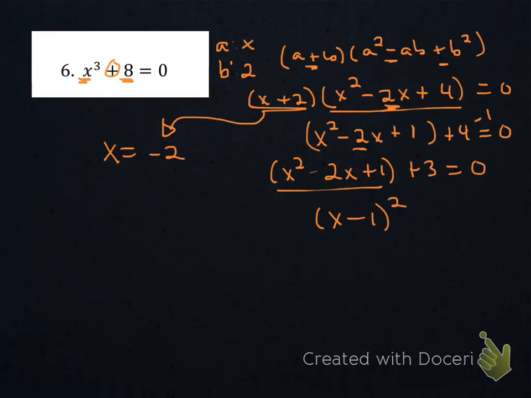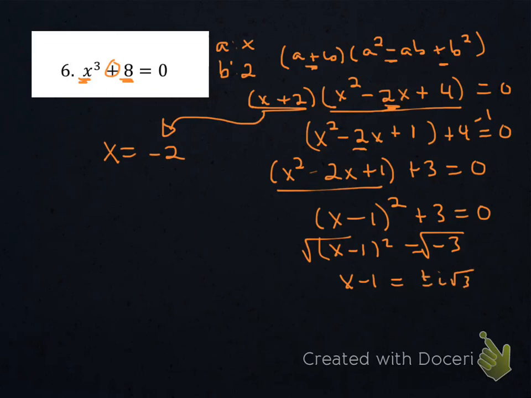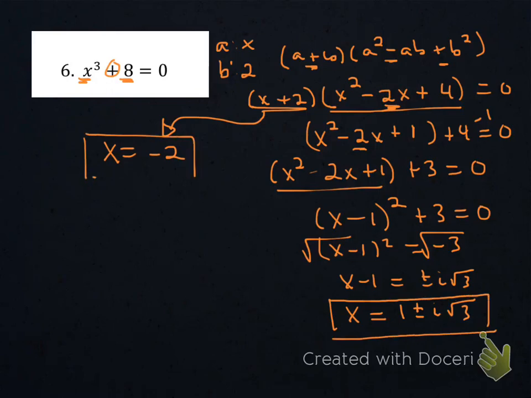x minus 1 squared plus 3 equals 0. We'll have x minus 1 squared, subtract that 3, equals negative 3. We'll take the square root of both of those. So we'll have x minus 1 equals plus or minus i root 3. And then add 1. x is equal to 1 plus or minus i times the square root of 3. Right, and those are our solutions.